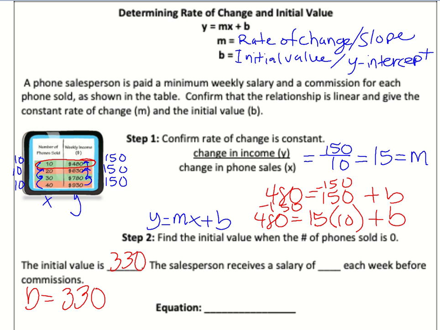So the salesperson receives a salary of $330 before his commission. So if he sells no phones, he gets $330. So now that we have our B and our M, we can write an equation. Y equals 15x plus 330. And you can see this equation looks like the equations you guys dealt with on 17.1. So in 17.1, you were given this and made this lovely table. Now you're given the table and have to give me the equation.